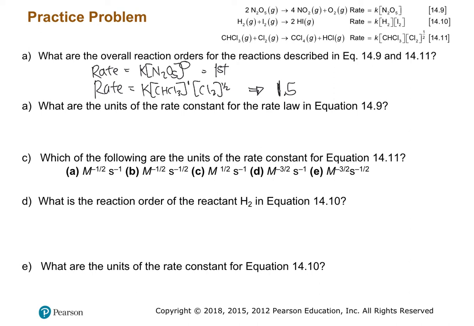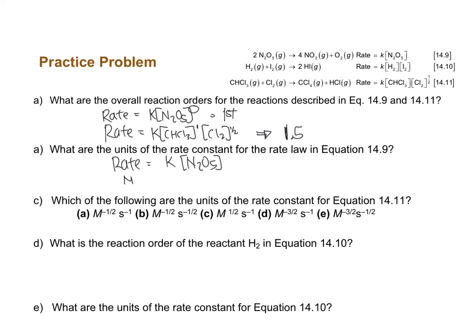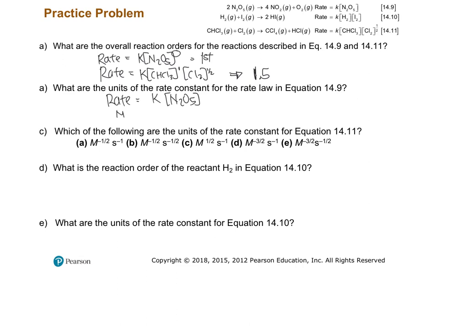What are the units of the rate constant for the rate law in 14.9? So what we want to do is solve for it. So I have rate equals K times N2O5 to the first. Now units of rate are always going to be molar per second. We don't know what K's units are, and then units of concentration are molar. So I'm going to get K by itself. I'm going to divide by molar on both sides. So molar cancels out. So units for K is 1/seconds in this case.